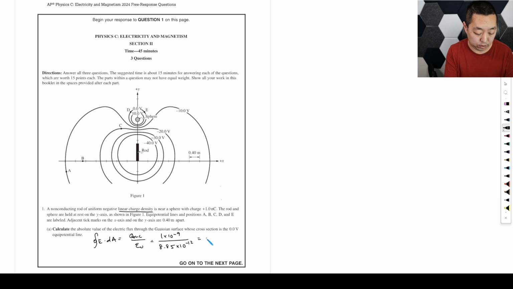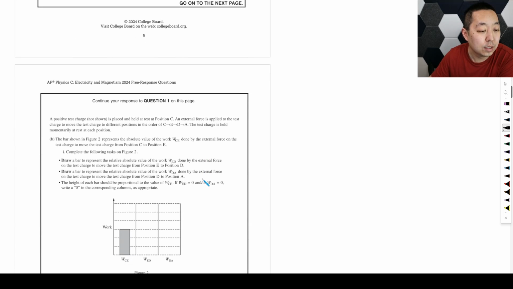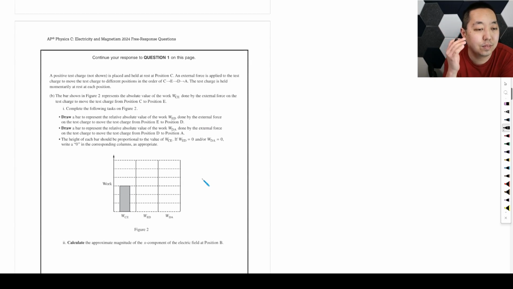8.85e minus 12, and that is 113. What are the units? I forgot. Newton per coulomb times meter squared. I've never really done flux units. That's kind of weird, it's not something we commonly deal with.